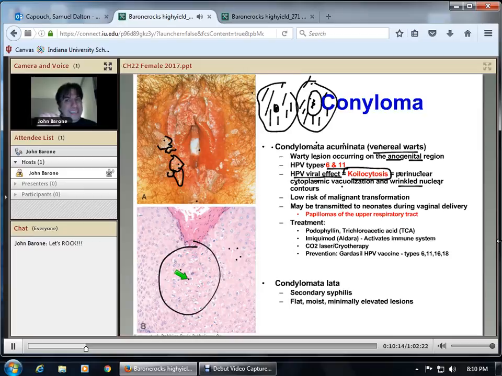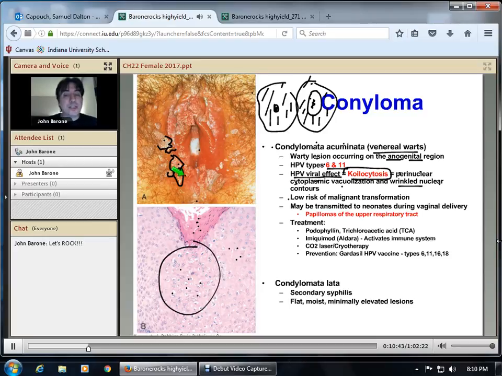Notice the white halo around the nuclei. The little white clearing, that's the koilocytic effect. And a lot of these cells have these white spaces. You see these white spaces? That's the koilocytic effect. When you see that, that's due to HPV. By the way, look at the hyperkeratosis up here. There's a lot of keratin production because this is dysplastic. This is abnormal.